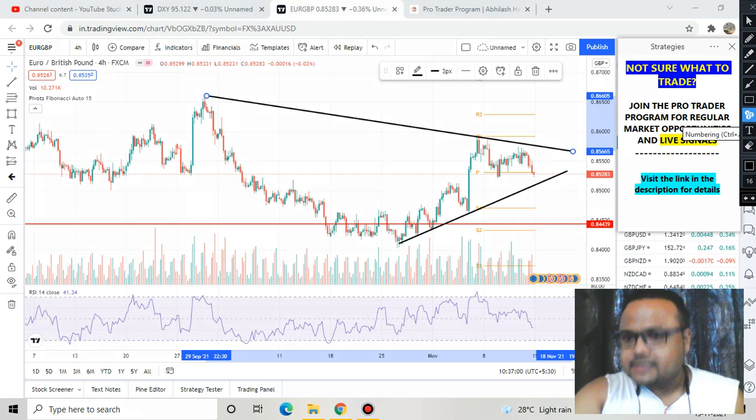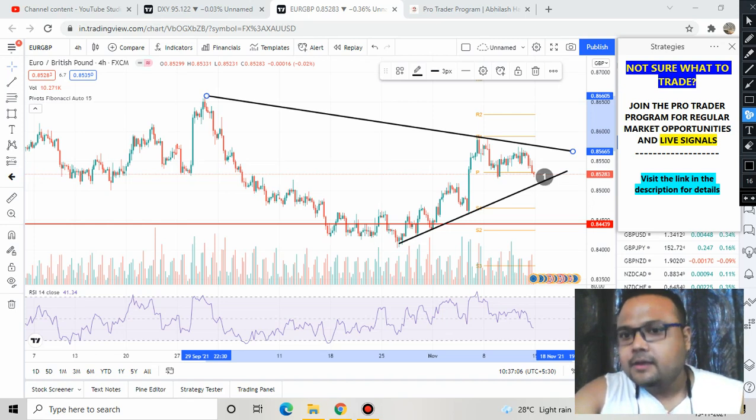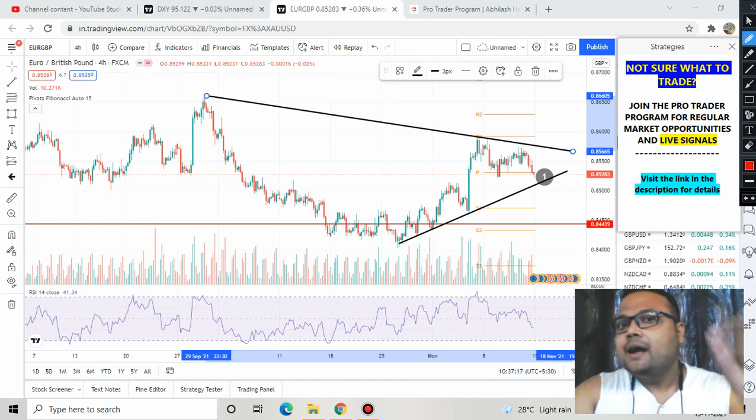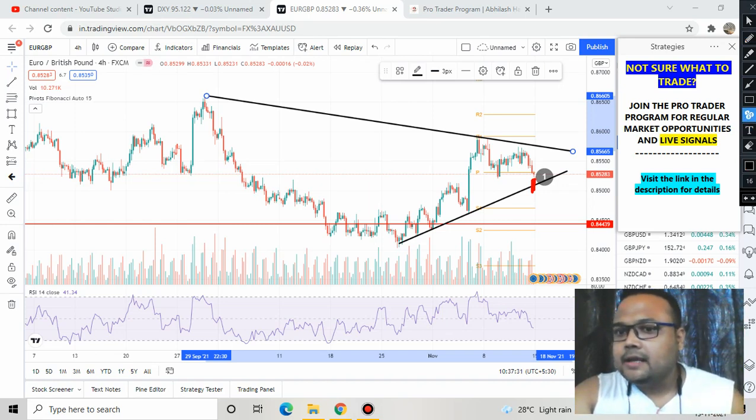The first trading opportunity that I see on the chart of Euro GBP is, if the market bounces from the line at the bottom on Monday, you can take a buy position, because this is the dynamic support for the market. But on the other hand, if the market fails to provide support and breaks the level, listen to me carefully, if the market breaks this line and the size of the candle is big enough, then you can take a sell position.